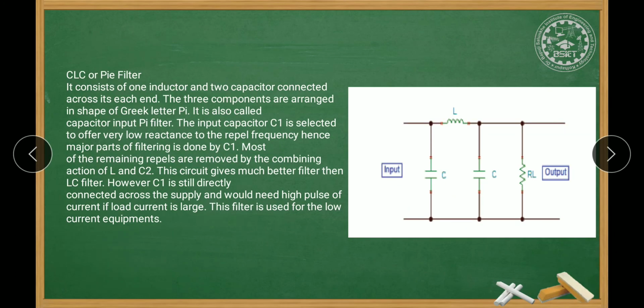This is the last type of filter. It is called the CLC filter. C, the capacitor, is first connected in parallel, then L, then C.